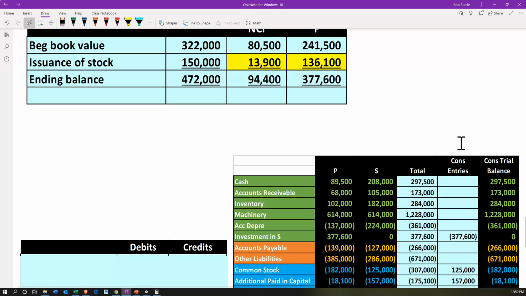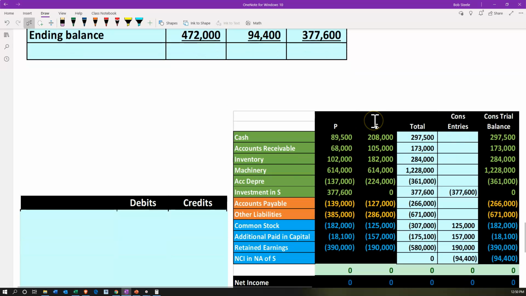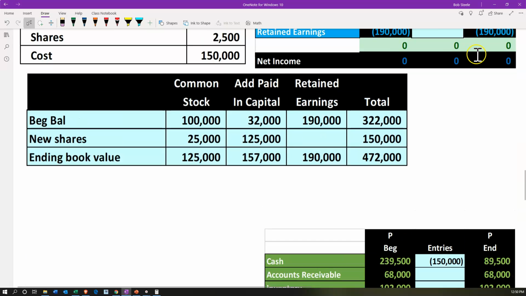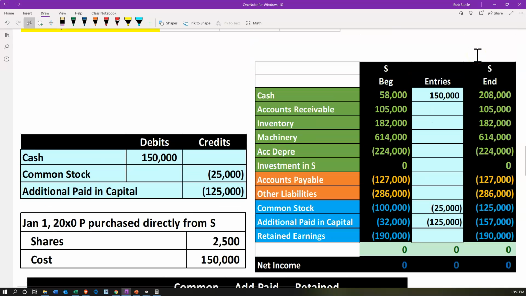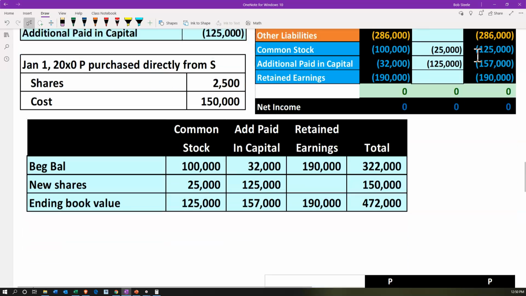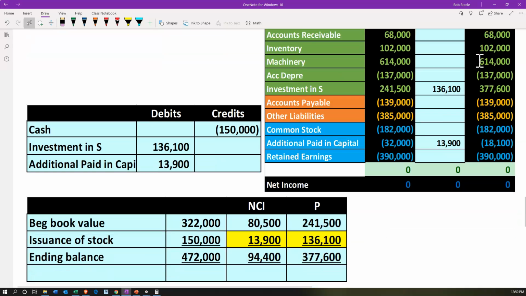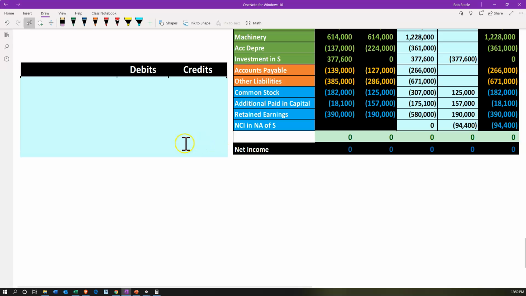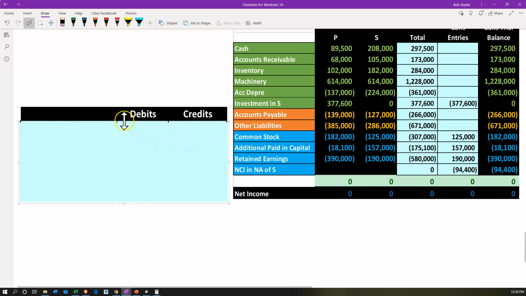Okay, so now we can do our consolidation. So now we're taking P and S's information or trial balances. We're taking the ending trial balances after having recorded these transactions for the issuance of stock by S to P. And so now we've got P's books, S's books after that has happened, the total here. And now we're just going to simply do our basic elimination journal entry. And now everything should line up well now that we've entered those entries correctly.